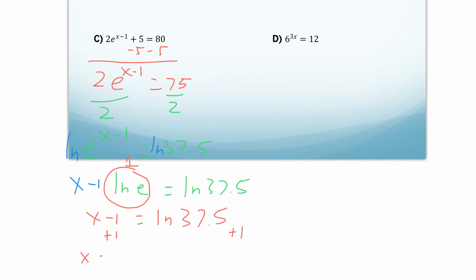So when we type this in our calculator, make sure we close our parentheses after 37.5. Otherwise it'll include the plus 1. And that's going to equal about 4.624.